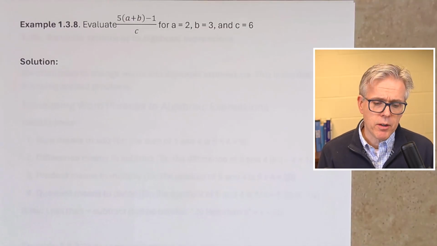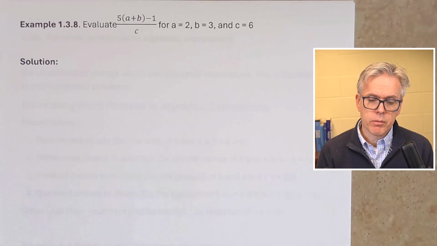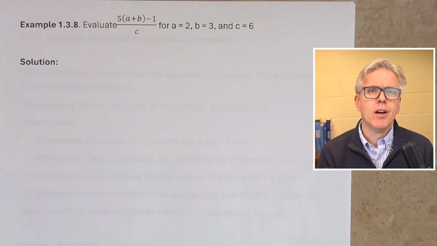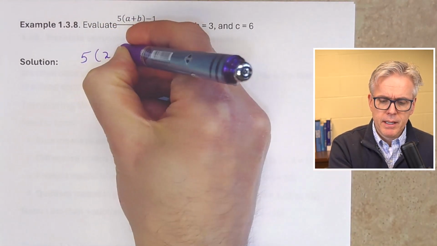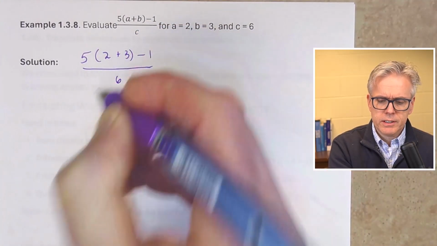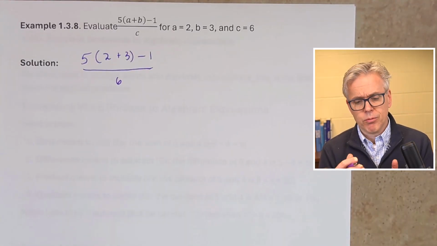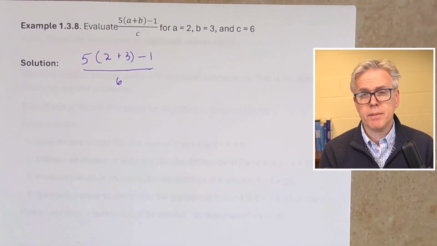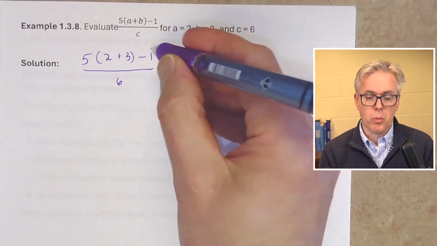Okay, this next example, evaluate 5 times the quantity a plus b, minus 1, all over c for a equals 2, b equals 3, and c equals 6. All right, we're going to substitute for my variables. So 5 times (a plus b), we'll say 2 plus 3, minus 1 all over c, which is 6. I highly recommend developing the practice of writing down what you're doing and not doing so much in your head. Now, there are some times where you're going to want to do stuff in the head. It just makes things a little bit easier. But really make sure you're writing down your work.